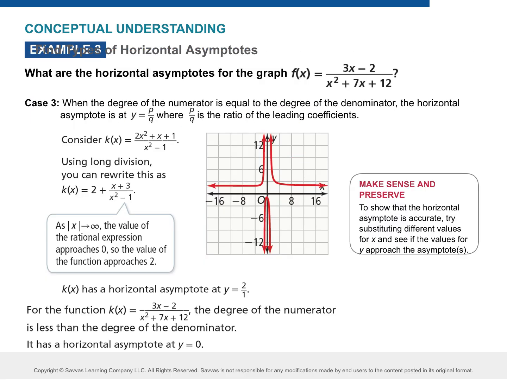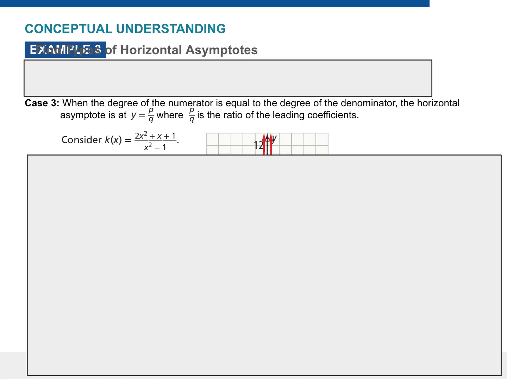Last case we have to talk about is case 3. So go ahead and write down case 3 and the example right below it. I'm going to take out some words here so it's not as wordy. All right, so case 3 says when the degree of the numerator is equal to the degree of the denominator, the horizontal asymptote is the ratio of the leading coefficients.